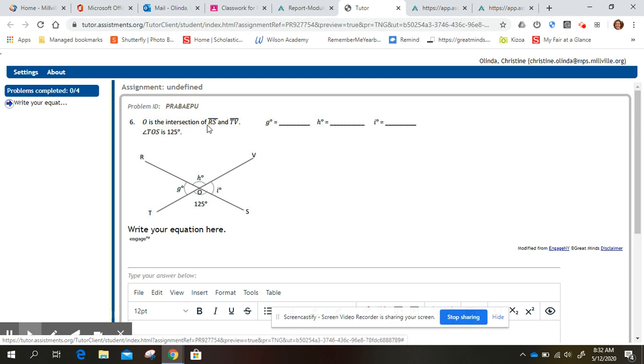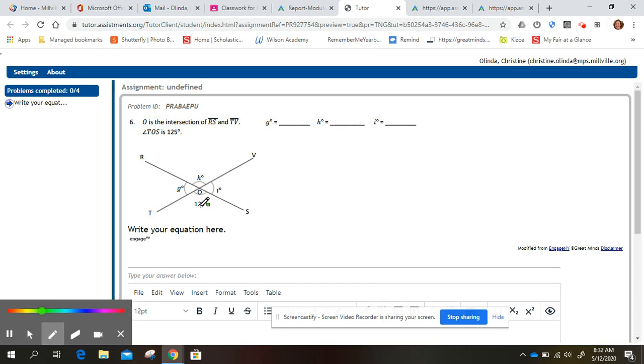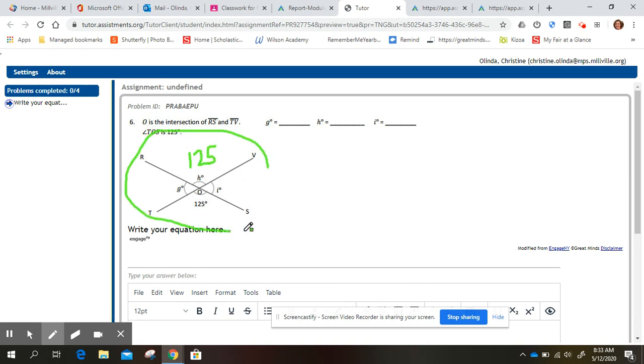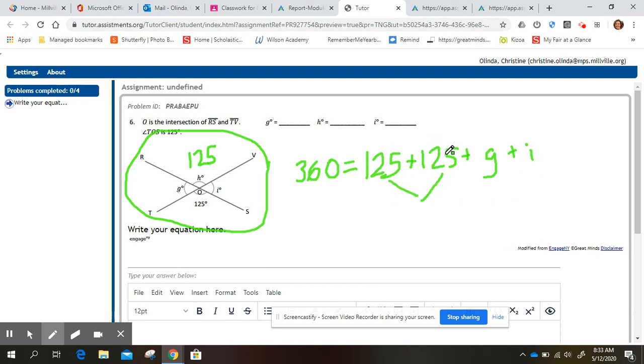Yes. O is the intersection of line RS and TB. TOS is 125 degrees, right? So we know that this angle is 125, which means that this angle right across the middle has to be 125, okay? And we know that the whole thing is 360 degrees. So 360 has to equal 125 plus 125 plus angle G, because we don't know what that is, plus angle I, because we don't know what that is. And so let's start with doing what we know. So 125 plus 125, most of you could do that in your head, but if not, we can just do it right here.